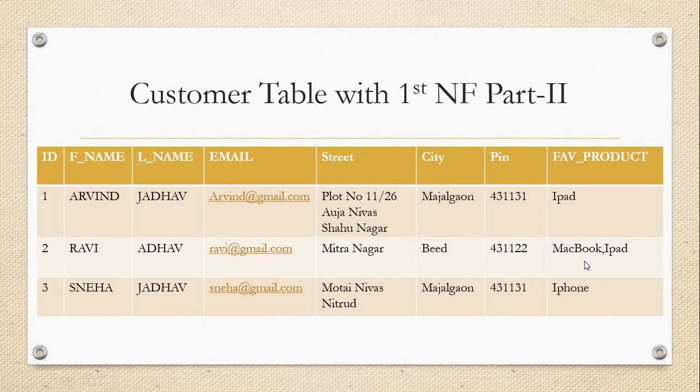For example, in future, Ravi's favorite products are, for example, MacBook and iPad. In future, assume that Ravi doesn't like the iPad as a favorite product anymore. Now, if we try to remove this favorite product, the whole record will be deleted. The whole record will be deleted. So is it feasible? Can I say that this is a unique value, this is an atomic value? No, we cannot say that. So this is the problem we got again.